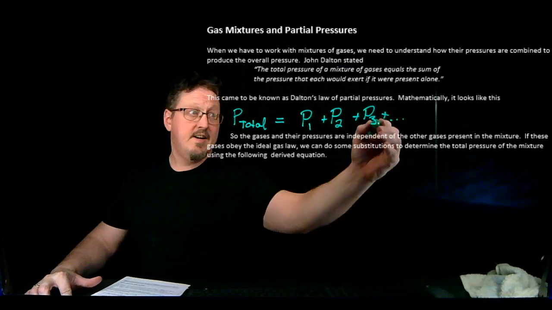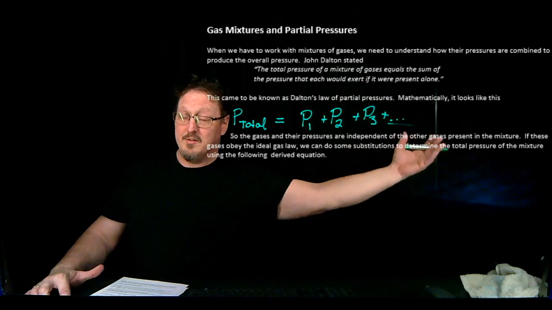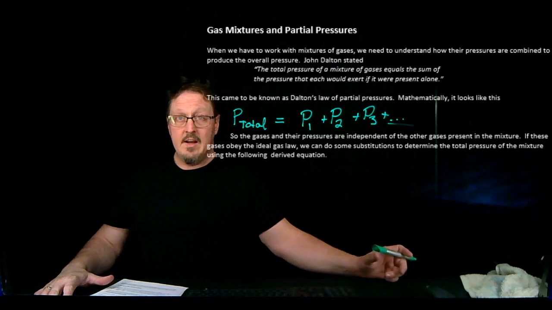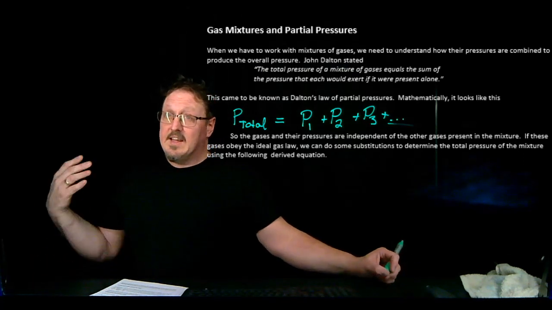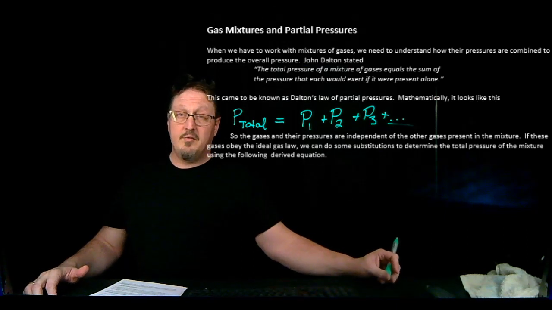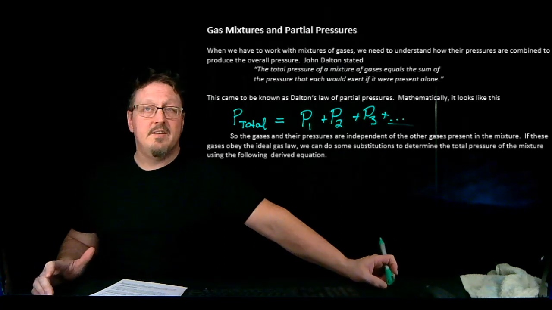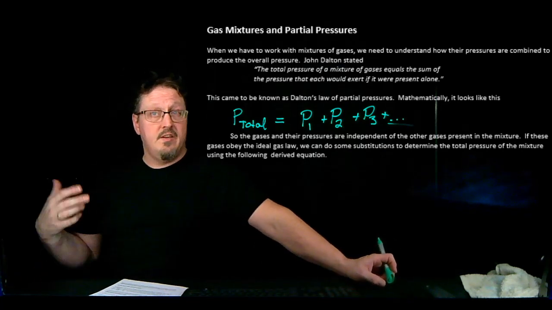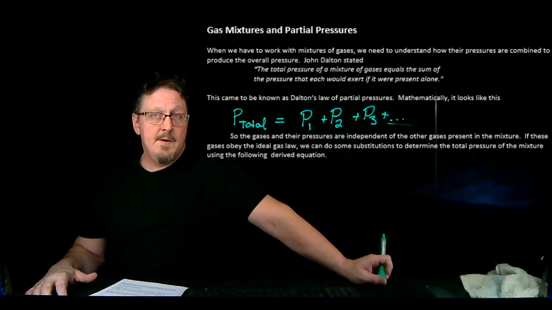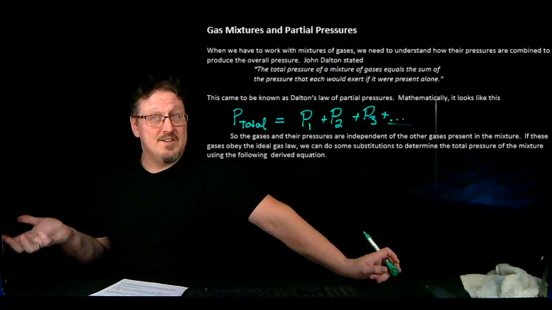This ... means that if we have more than 3 gases, we just keep adding up their pressures until we get the total number of gases in that mixture. Essentially, the gases and their pressures are independent of each other in that mixture. If we have a whole bunch of different gases present together in one container, we have an independent collection of each of those gases in that same container. None of those gases really interact very often.